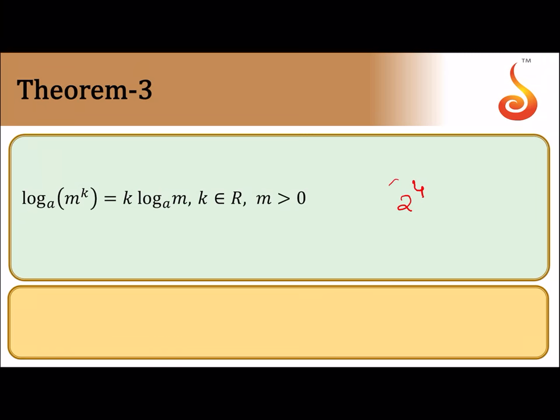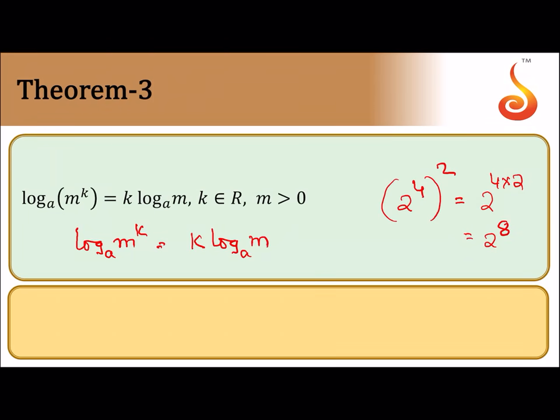Next, move to the next property. As we know, before I start, 2 to the power 4 whole squared, how do we write it? 2 to the power 4 into 2. This is 2 to the power 8. In the same way, log base a of m to the power k is k log base a m.